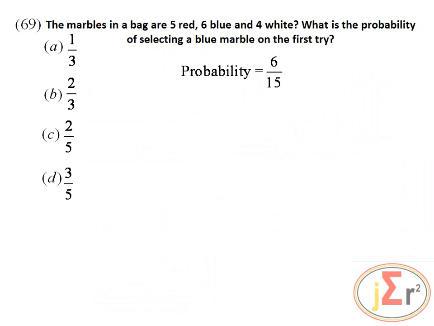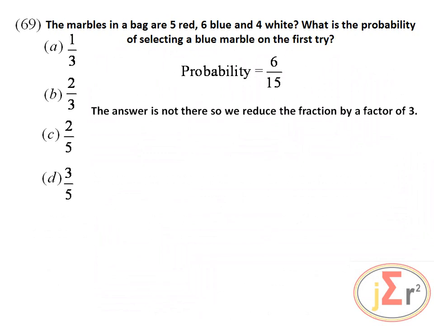However, that is not one of our answers. So we may reduce the fraction. The answer is not there, so we reduce the fraction by a factor of 3. So what number can go into 6 and go into 15? That number is 3. Therefore, we are going to reduce the fraction by the factor 3. So 3 into 6 is equal to 2, and 3 into 15 is equal to 5. So our answer is 2/5. The answer is option C.